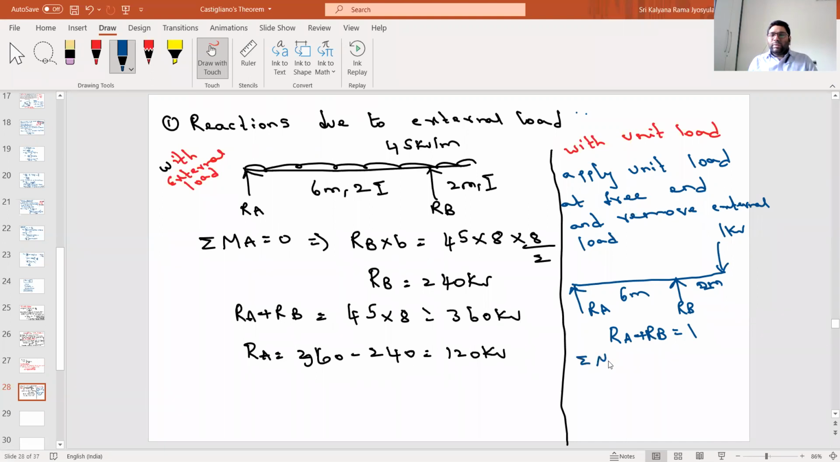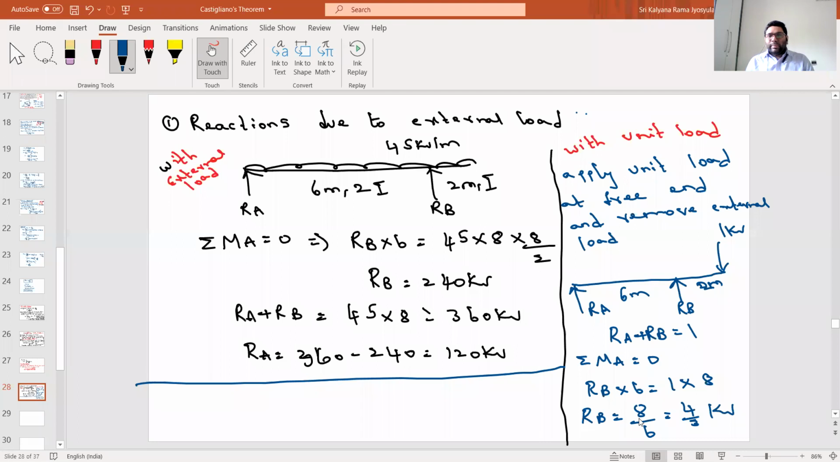Sigma MA is equal to 0. When you take sigma MA is equal to 0, what all we have? RB into 6 is equal to 1 into 8. So RB is equal to 8 by 6, that is equal to 4 by 3 kilonewton.